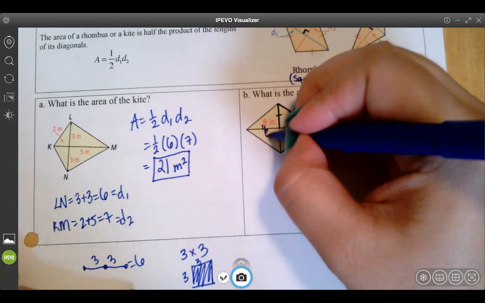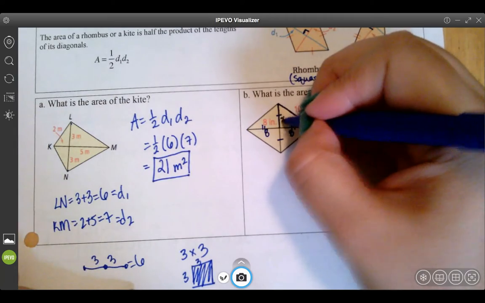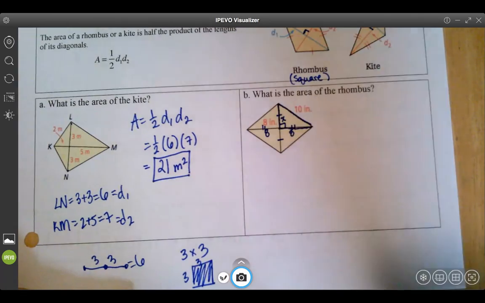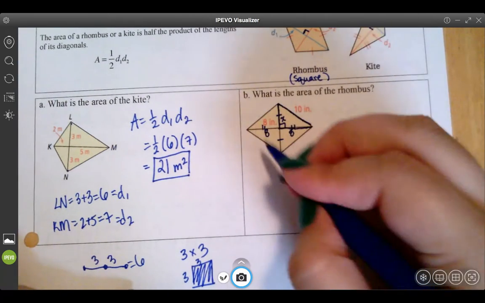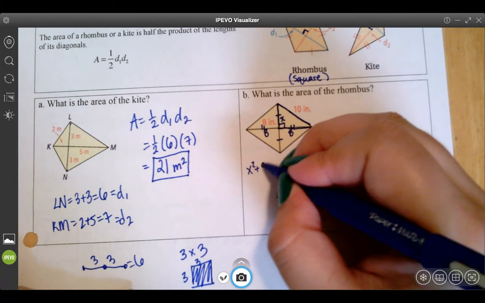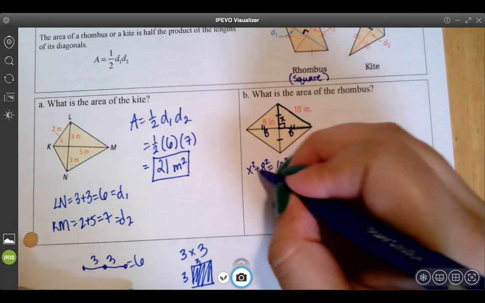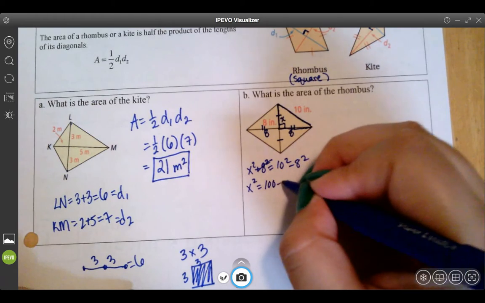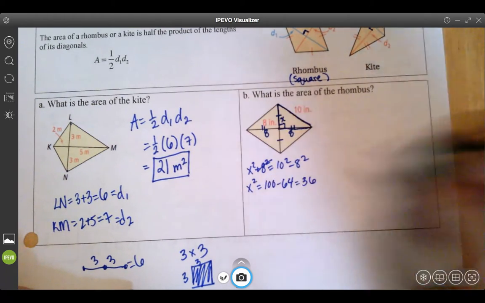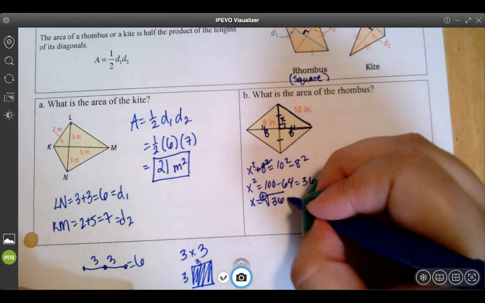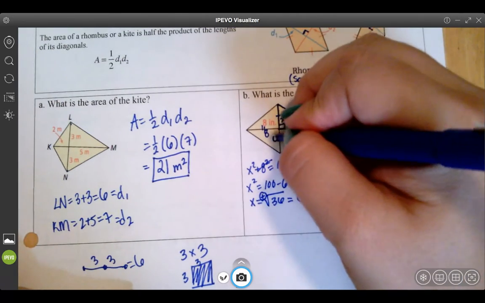So this is 8 and 8. We need x. Well, because we know these are perpendicular, we can use Pythagorean theorem. If you recognize this as being a Pythagorean triple, you can also use that instead. So we have x squared plus 8 squared equals 10 squared, so x squared equals 100 minus 64, which is 36. X equals the square root of 36, plus or minus, but we always choose the positive for distance, equals 6. 6 and 6.